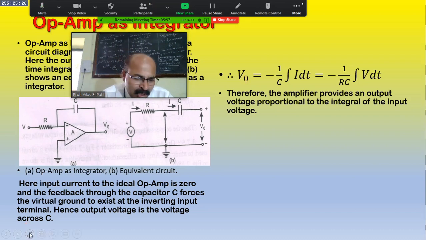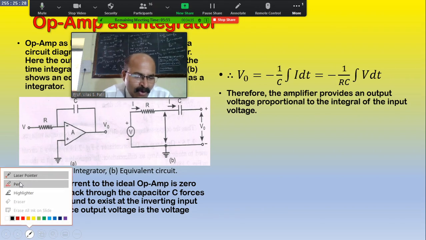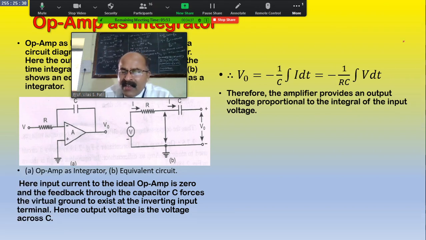I am just showing by the red pen what the important relation is. It will be the final relation. This is the final relation. That is V0 is equal to minus 1 upon RC integration of V dt. The RC time constant was in multiplication earlier, now it has come into division. That is the reciprocal process, 1 upon RC integration of V dt.